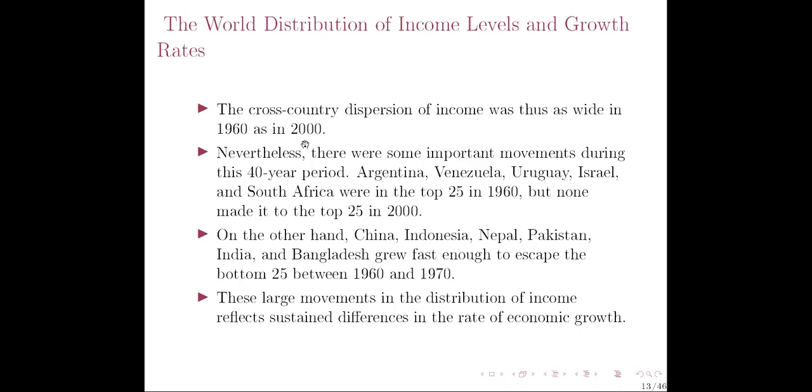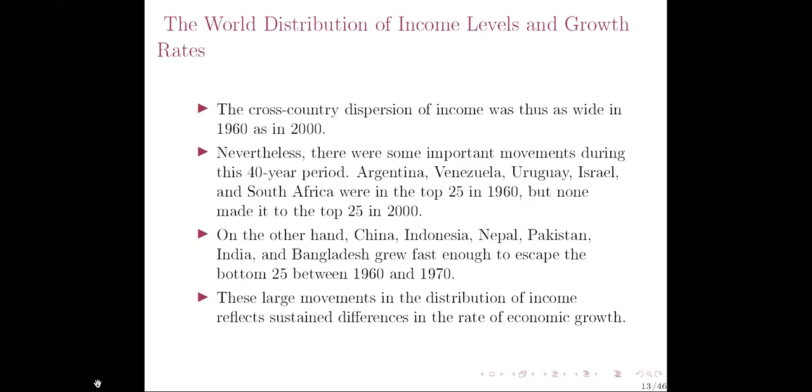It has not changed. In the 1960s also, there was a huge difference between the top rich countries and the lowest poor country. Nevertheless, there were some important movements during this 40-year period. Argentina, Venezuela, Uruguay, Israel, and South Africa were in the top 25 in the 1960s. But none made it to the top 25 in 2000. So something was happening behind the scenes.